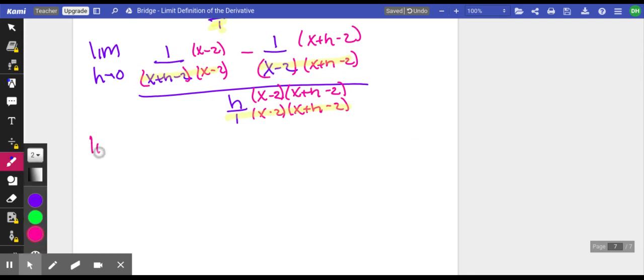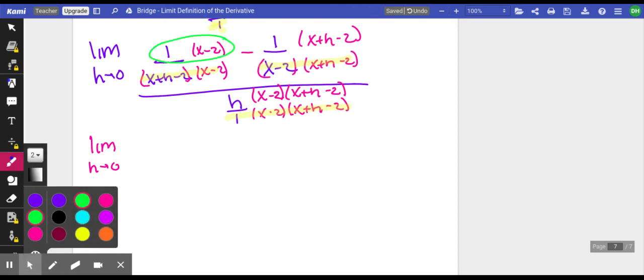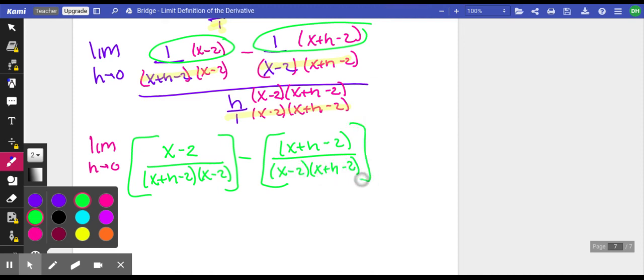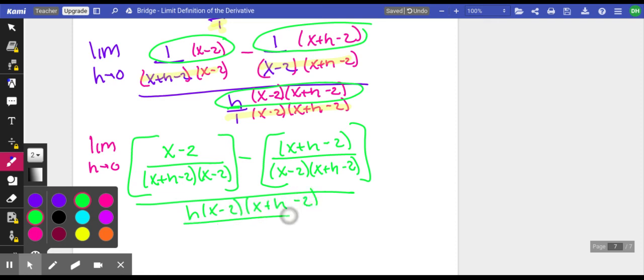So I have the limit as h approaches 0. So when I multiply the tops out, right here I'm going to get x minus 2 all over that denominator, x plus h minus 2 times x minus 2, minus, multiply the top. So I'm going to bracket that in as my first fraction minus my second fraction. I have x plus h minus 2 all over that quantity. All over, on top, I'm just going to write it down. Don't really multiply anything out too much. Just write it down. All over the denominator.